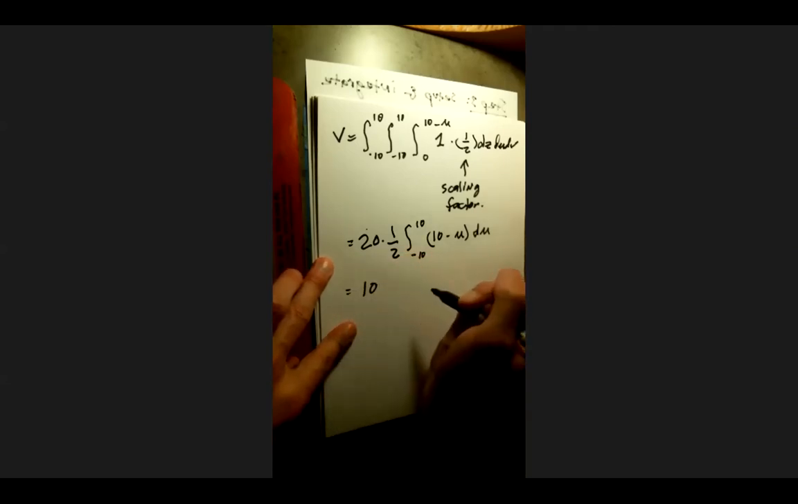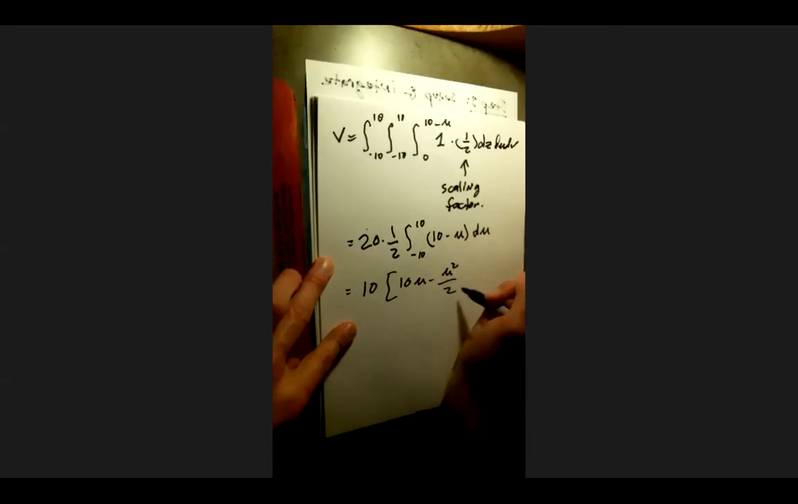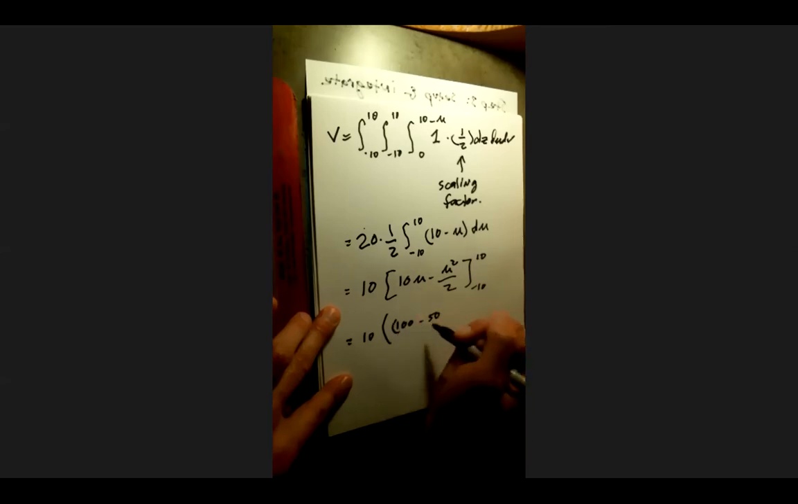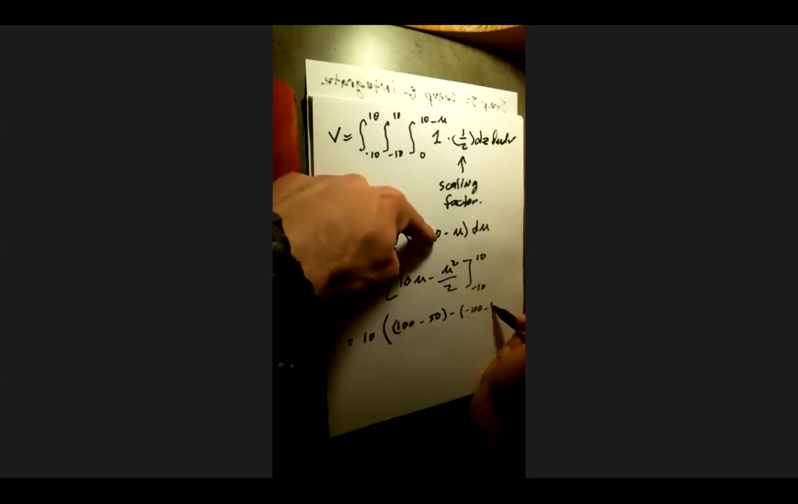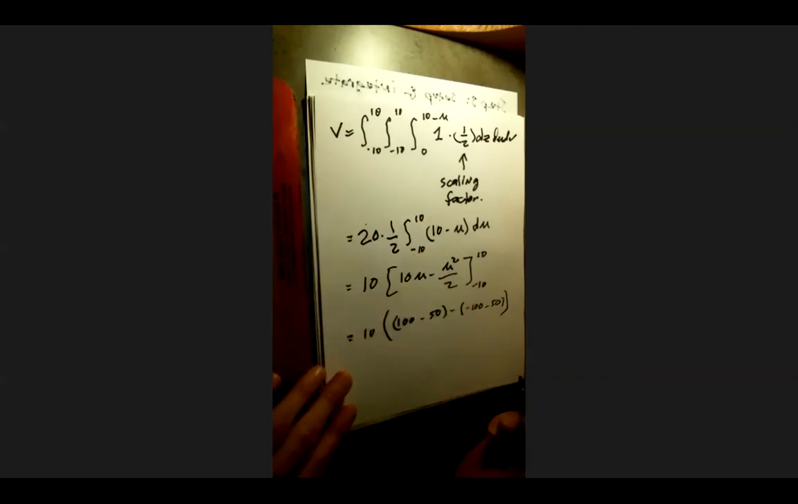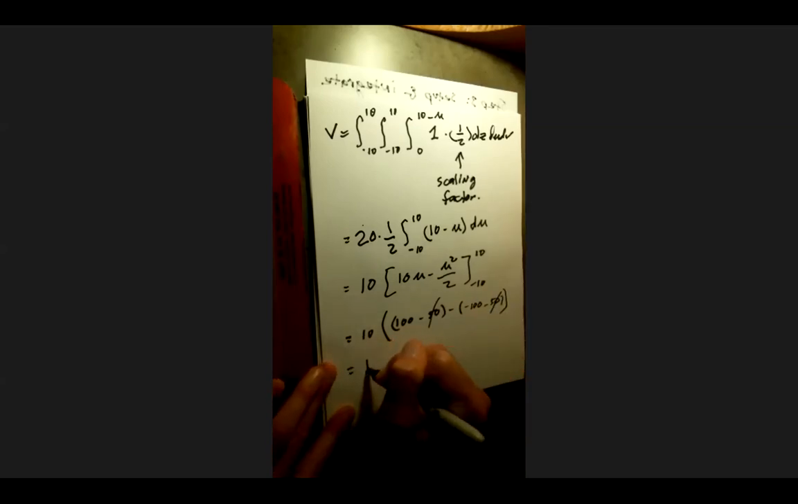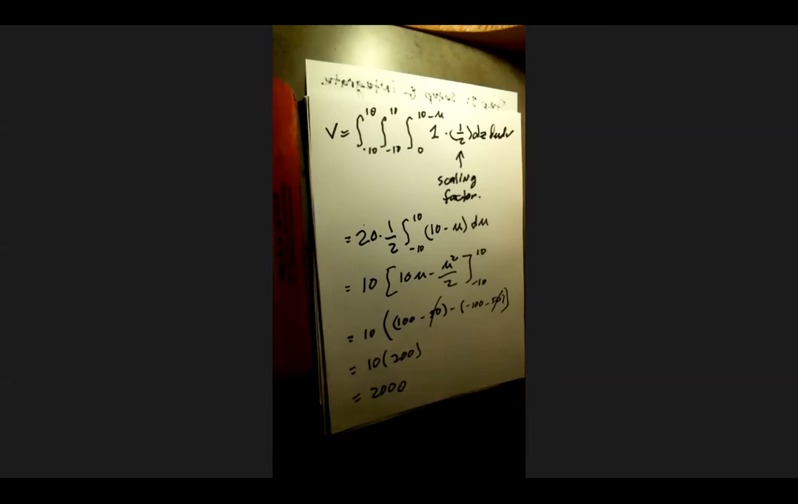So this is 10 times 10u minus u squared over 2 from -10 to 10, which would be 10 times 100 minus 50 minus 100 minus 50 again, minus 50 plus 50, or 200. Oh, with an extra 0, 2,000, the other 200.